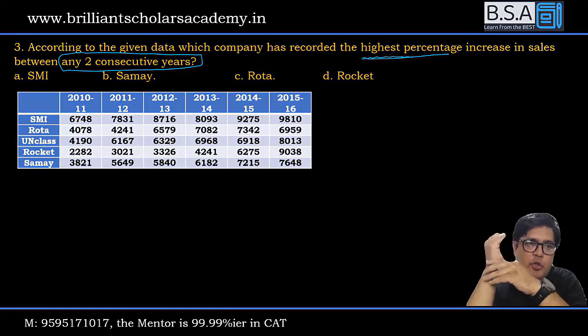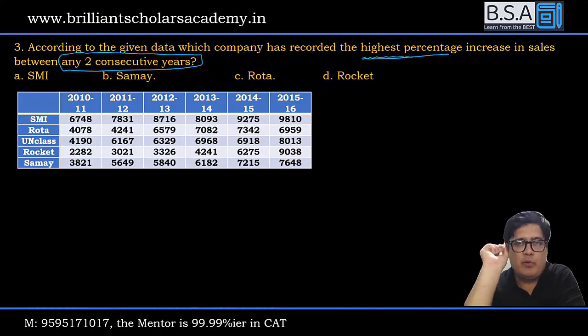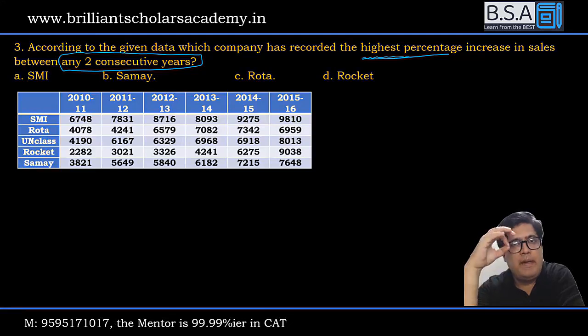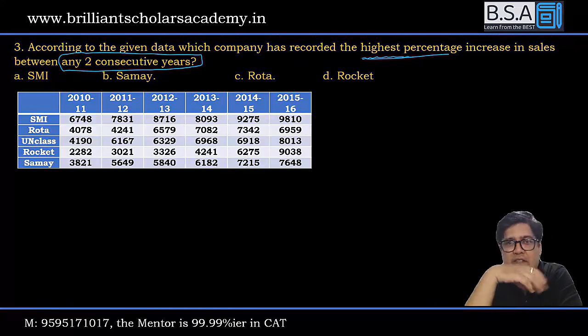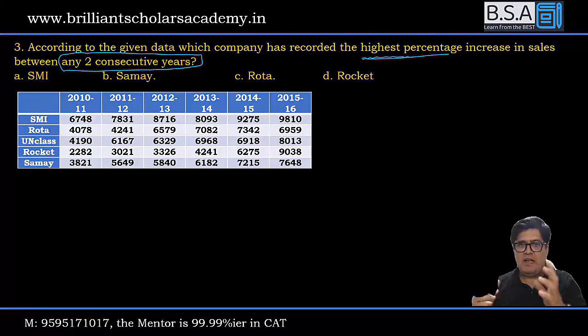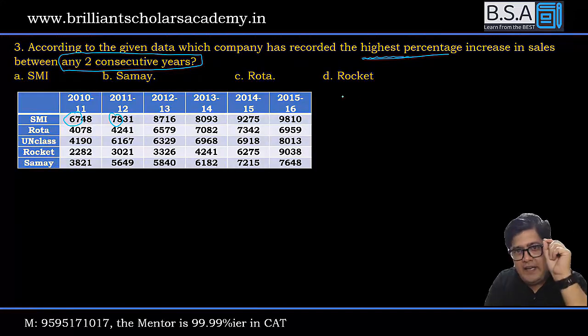In this, you should perform half of the calculation here and half of the calculation on the mouse. We need the highest percentage increase between any 2 consecutive years. I will have a calculator on the screen and I will be performing this mental calculation. From here to here, please observe, there's an increase of 11. So in the calculator, I will type 11 upon 67.